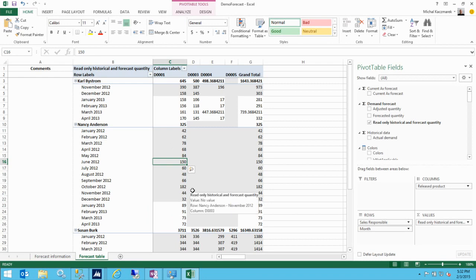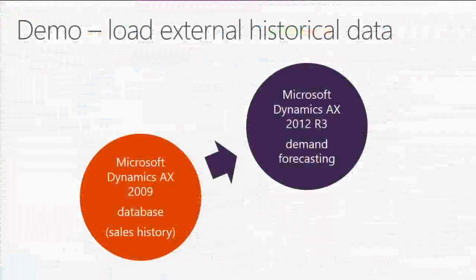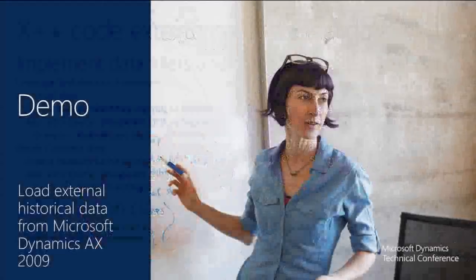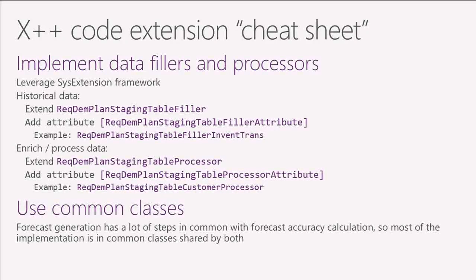So this is it. I have also added a cheat sheet. So here you can see which classes you need to implement in order to use the SYS extension framework that we have used in demand forecasting to fill the historical data and also to enrich the data. So you need to use the filler and the processor. And it's worth mentioning that if you want to modify the accuracy process, you should use the same classes. It's using the same classes to do it.